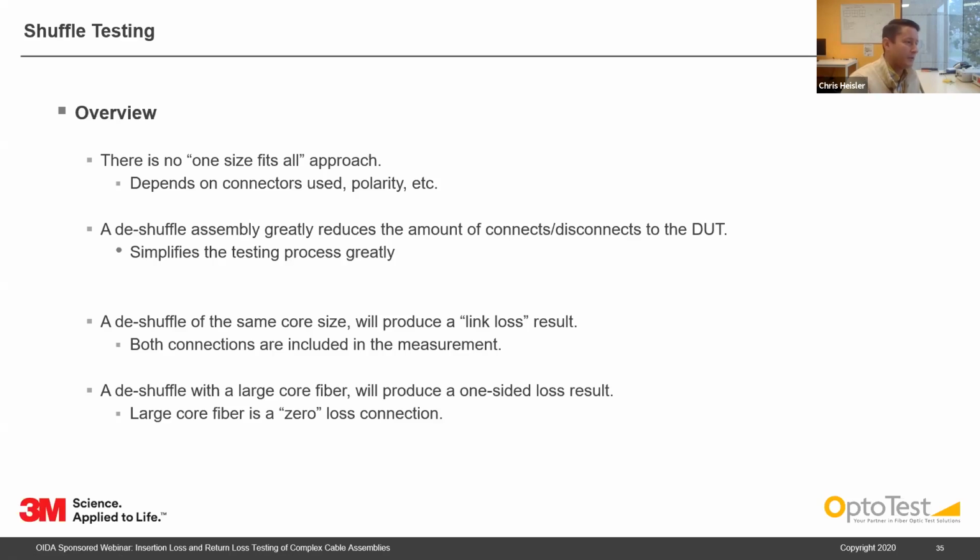A deshuffle of the same core size will produce a link loss result. So if you use the same core size for your deshuffle as the DUT, you're going to get both connections included in the measurement. A deshuffle with a large core fiber will produce a one-sided loss result. So if you use a deshuffle that has a larger core fiber than your DUT, that large core fiber produces a zero loss connection. You only get a single-sided result.